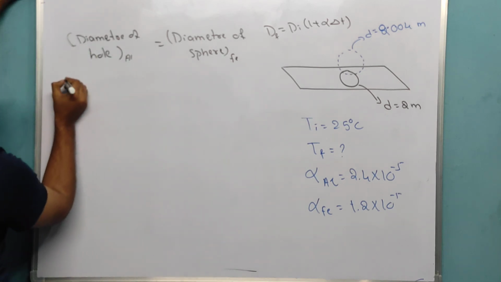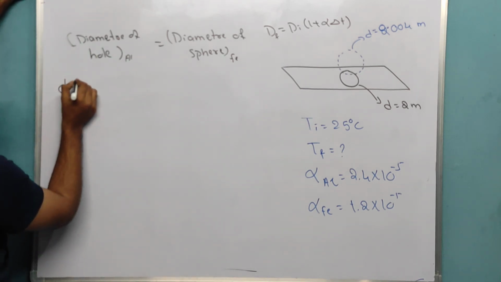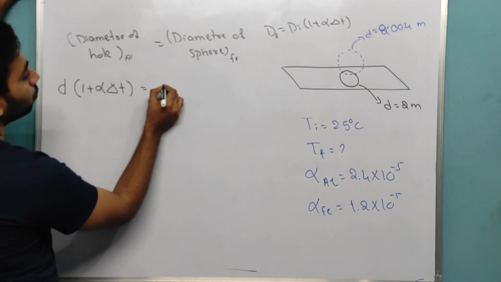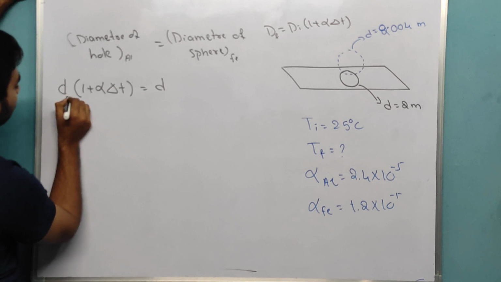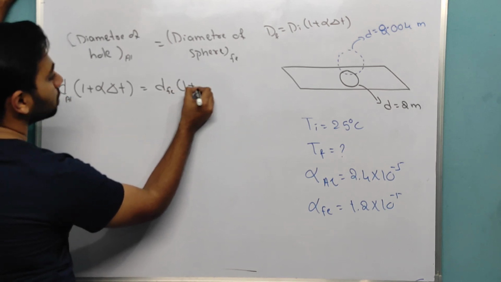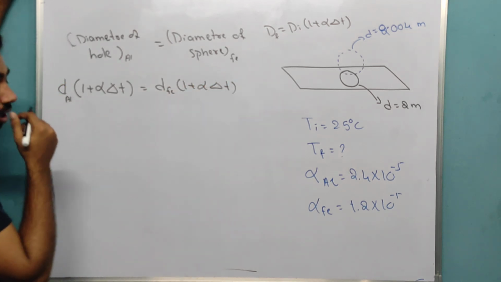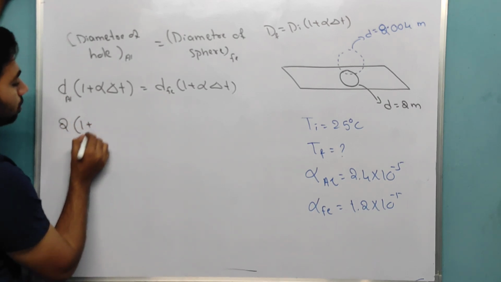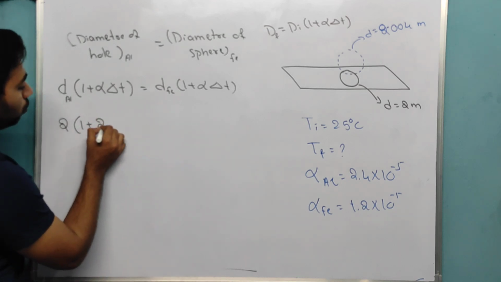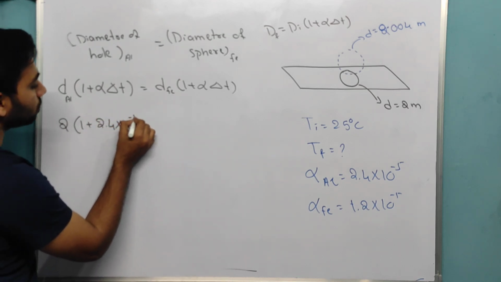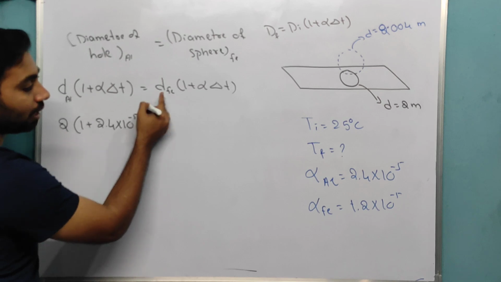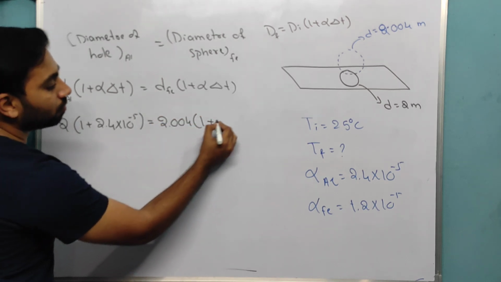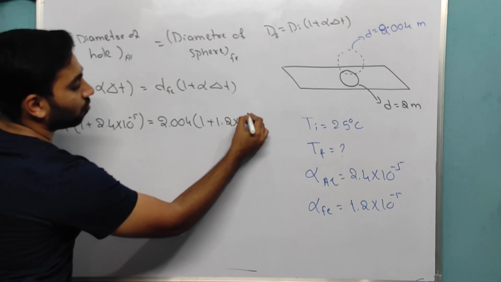If I substitute all the values, then I will get the initial diameter into 1 plus alpha times change in temperature, for aluminium here and iron here, then 1 plus alpha times change in temperature. Now if I substitute the values one by one, the diameter of this one is 2 meter into 1 plus alpha of aluminium, which is 2.4 into 10 to the power of minus 5, and the iron diameter is 0.4 into 1 plus alpha of this, which is 1.2 into 10 to the power of minus 5.